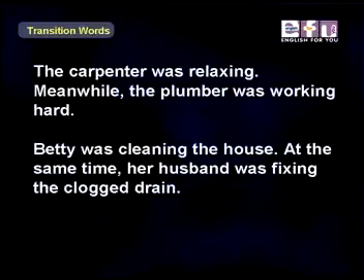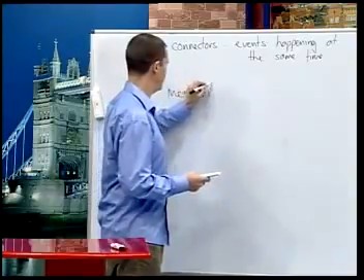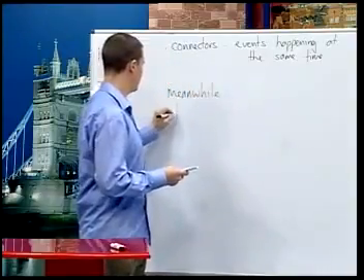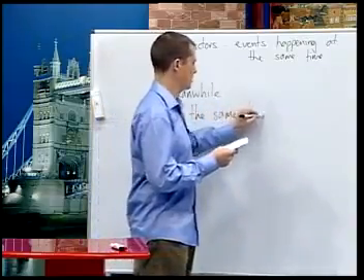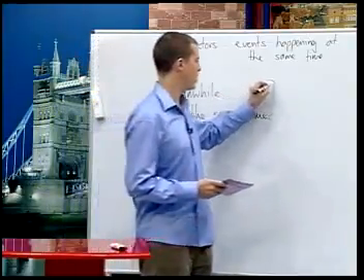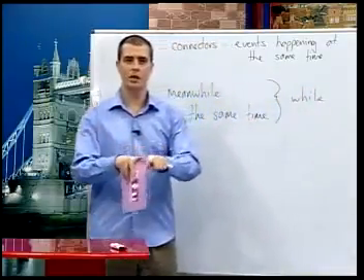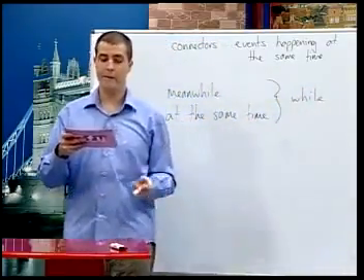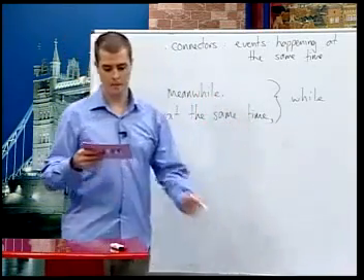Betty was cleaning the house. At the same time, her husband was fixing the clogged drain. Meanwhile, and at the same time, are connectors which have the same meaning as while. Two things happening together at the same time. They are followed by a comma. Meanwhile, comma, at the same time, comma.